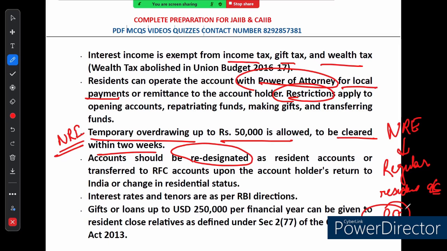Now the interest rate and the duration of fixed deposits in the NRI account are governed by the Reserve Bank of India. You can see interest rate and tenor as per the RBI direction. The interest rate for an NRE account as well as the tenor or time period for which you can lock in your fixed deposit are according to the guidelines issued by the RBI.